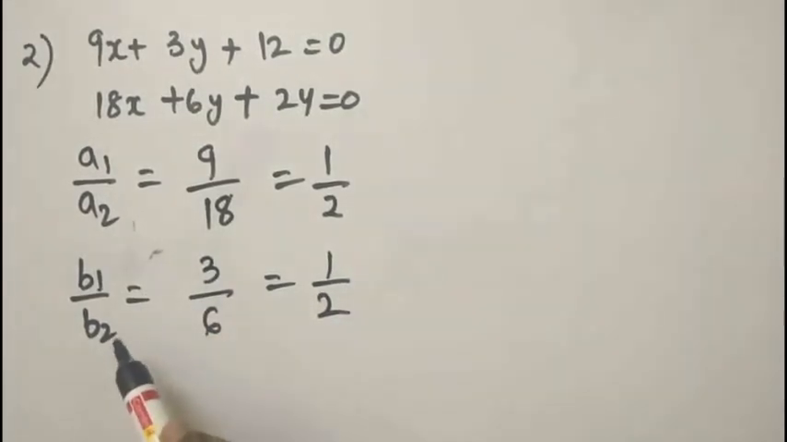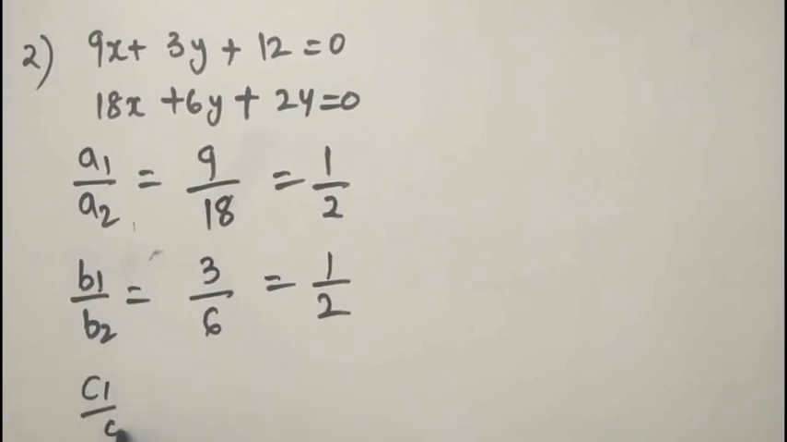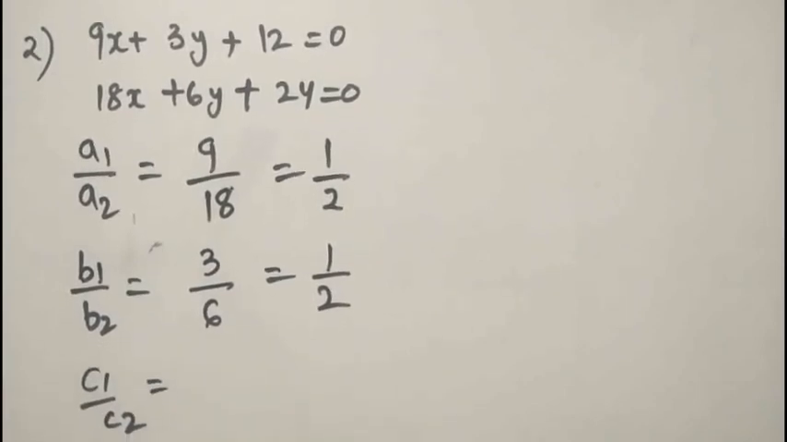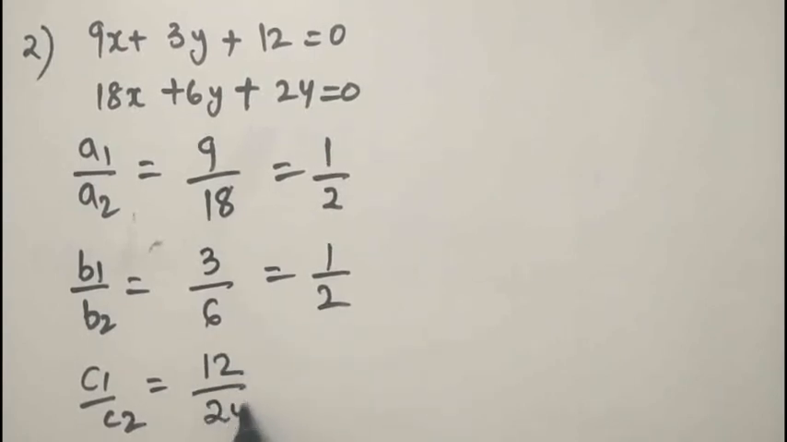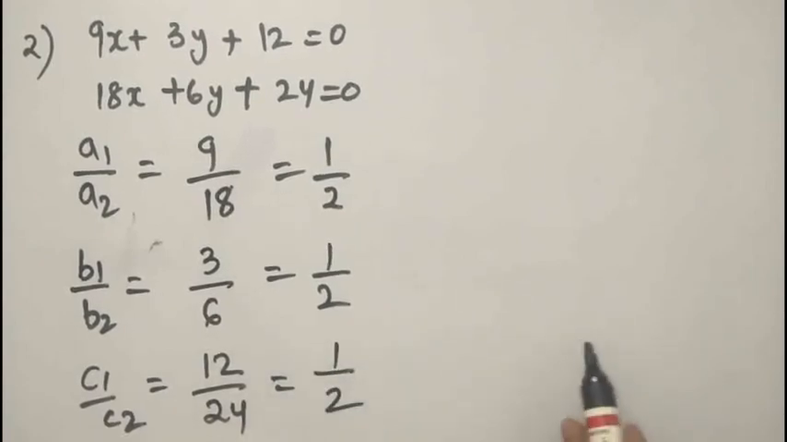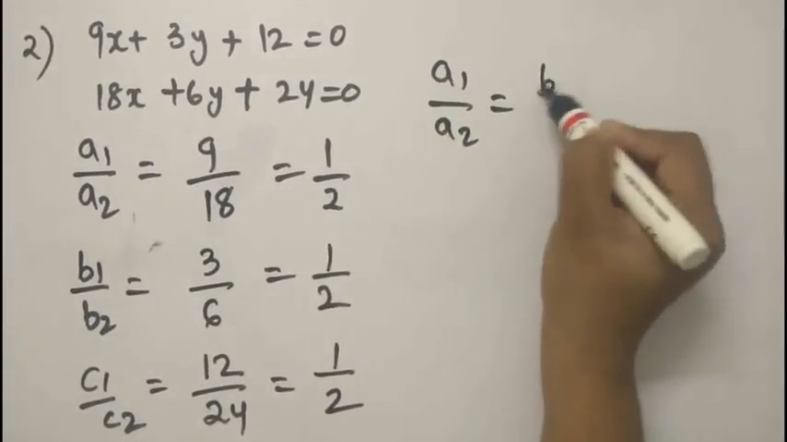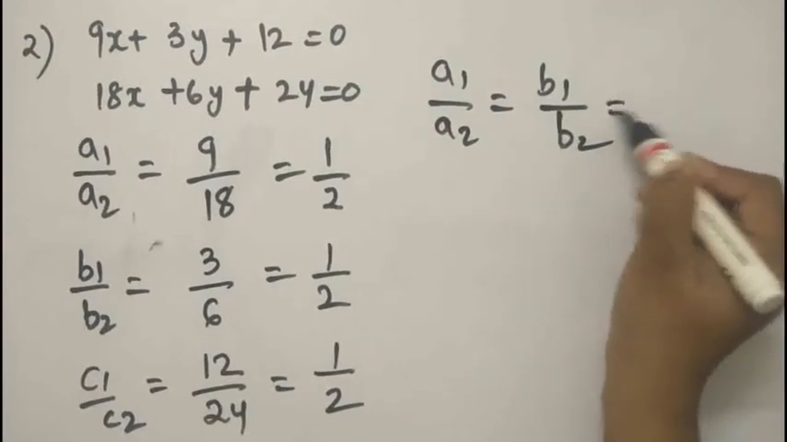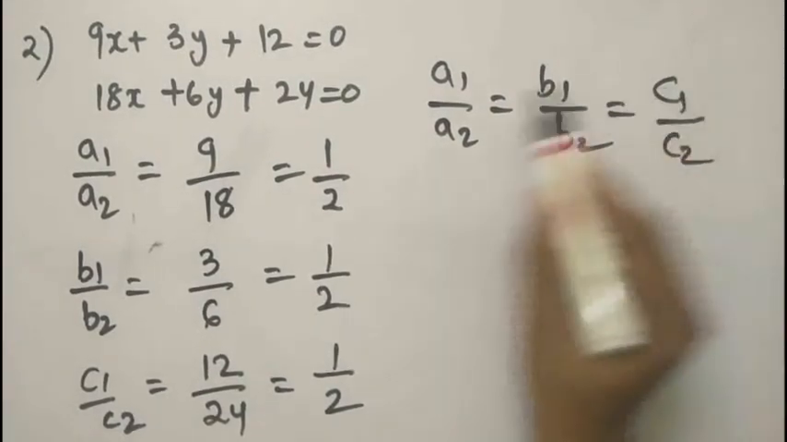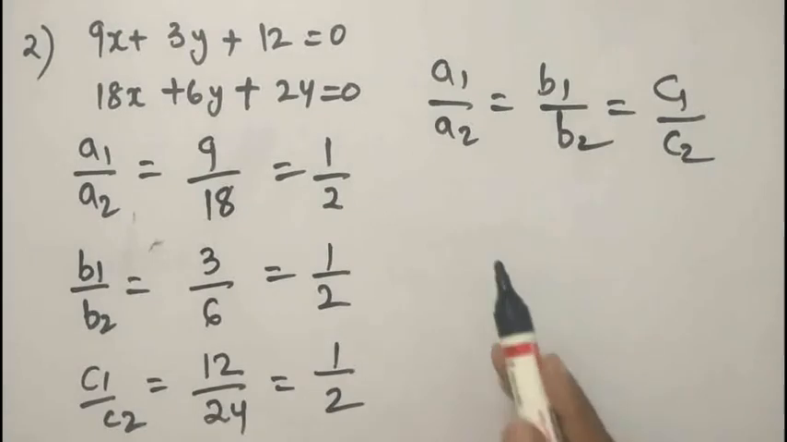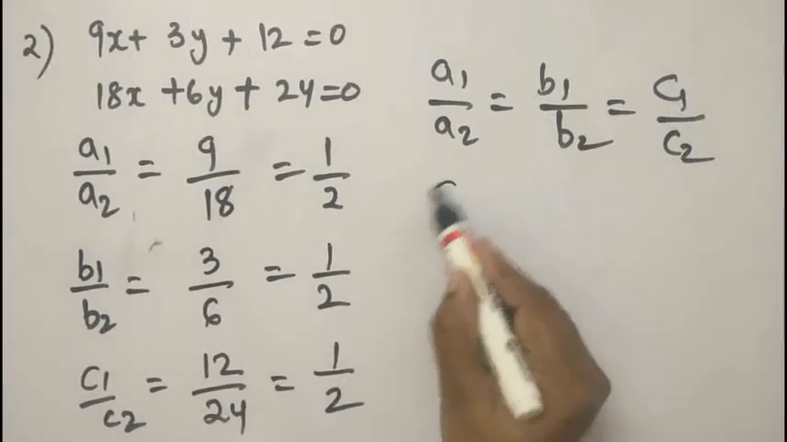When a1 by a2 is equal to b1 by b2, then definitely we have to go to the third ratio, that is c1 by c2, is it not? c1 by c2 is equal to 12 by 24. This is equal to 12 ones and 12 twos, so you will get 1 by 2. So you got a1 by a2 equal to b1 by b2 equal to c1 by c2. When these three ratios are equal, we studied that the lines will be coincident lines, is it not?